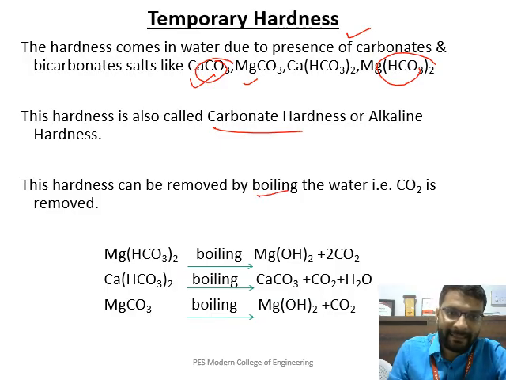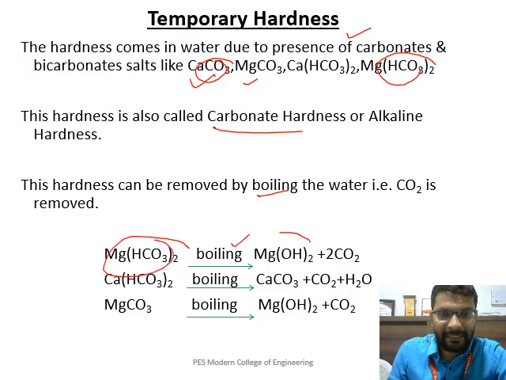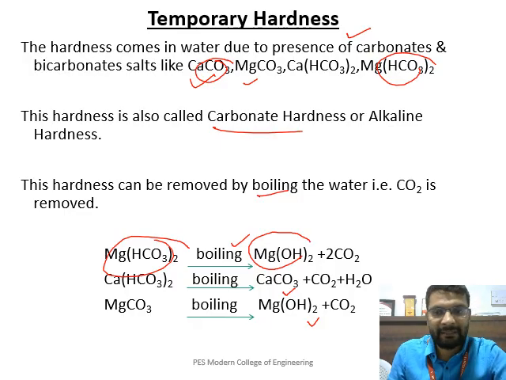If we take the calcium and magnesium salts and boil them, they get converted into magnesium hydroxide and calcium carbonate. These dissolved impurities are precipitated at the bottom of the vessel, and we can remove the hardness by this boiling process.